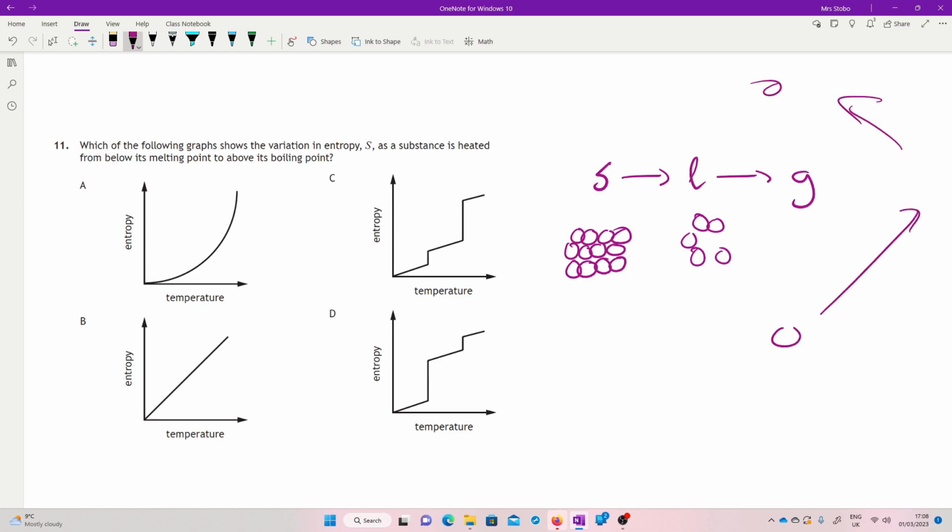Gases are mental. They zip around all over the place, so what we're expecting is a shift up from solid to liquid and a massive jump up from liquid to gas. And we're expecting a phase change point, so not a gentle curve, but a sharp shift. Basically it's not A and it's not B, we're down to C and D, and we're looking for the sharp shifts, a solid to liquid and a liquid to gas. So the correct answer is C.